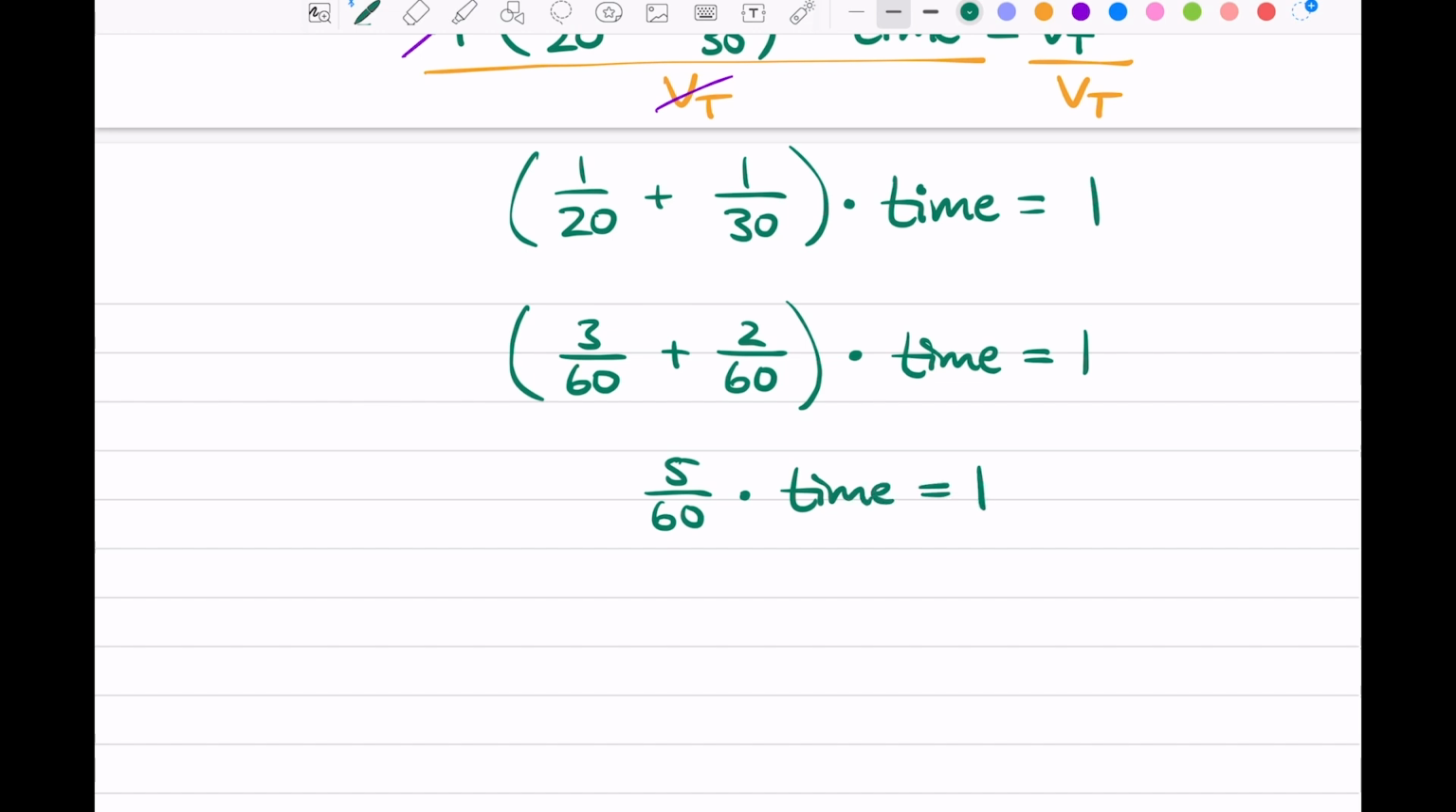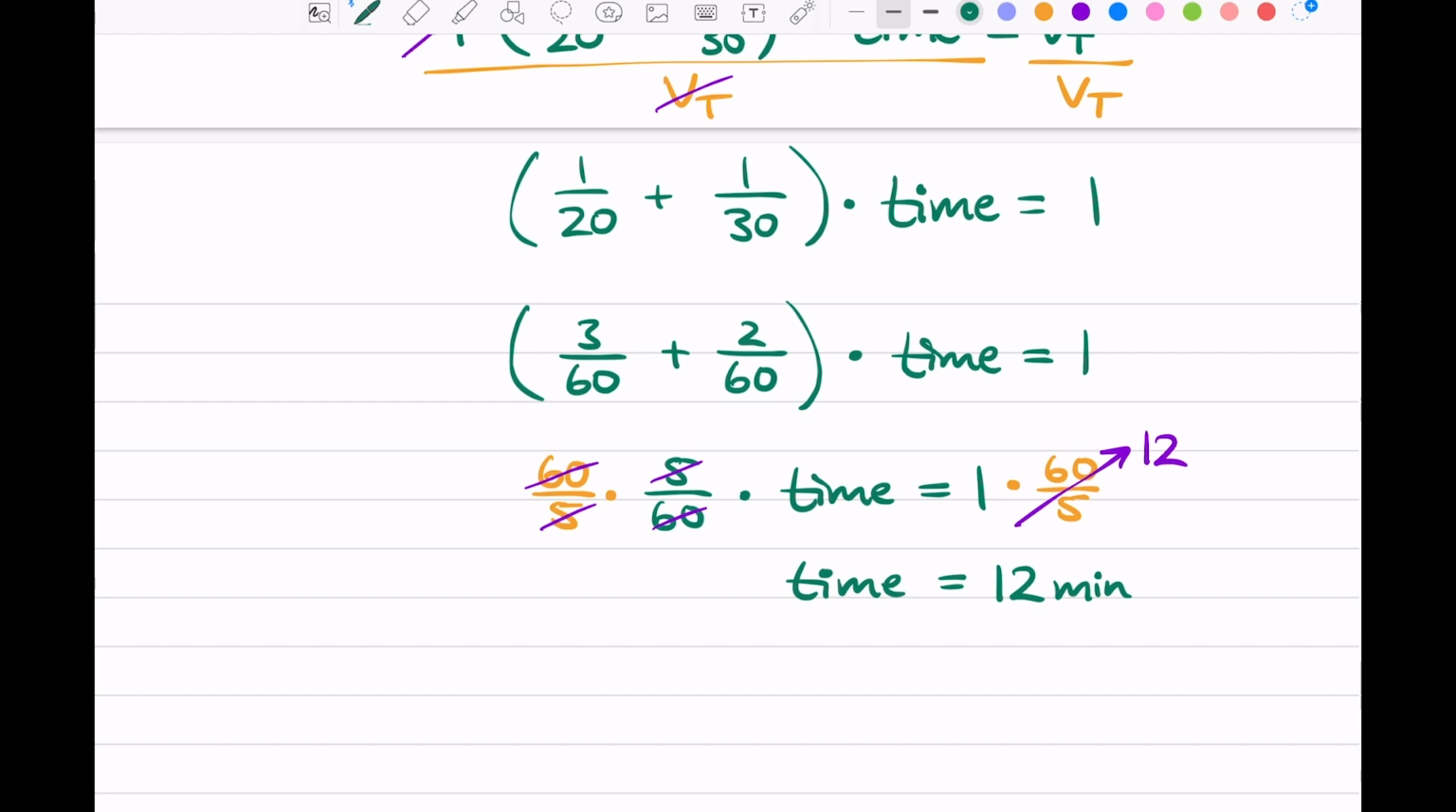And how do we get time by itself? We multiply by our fraction flipped. So it's 60 over 5 on both sides. On the left side, our 5's cancel and our 60's cancel. So that piece goes away, and we're just left with our time. And on the right side, you might notice that 60 divided by 5 is 12, and 1 times 12 is 12. So if we're using both pipes, the time it would take to fill the tank is 12 minutes.